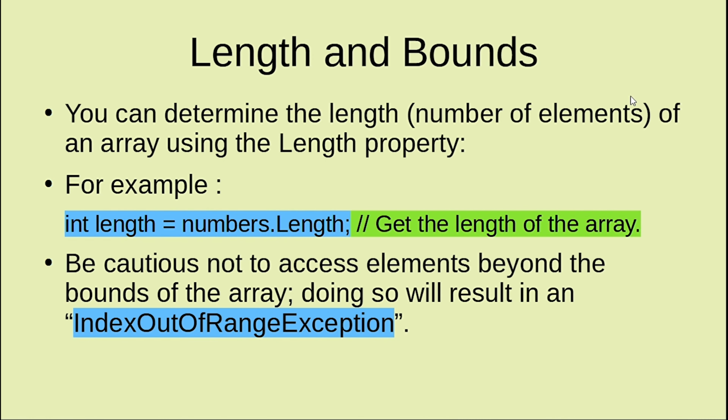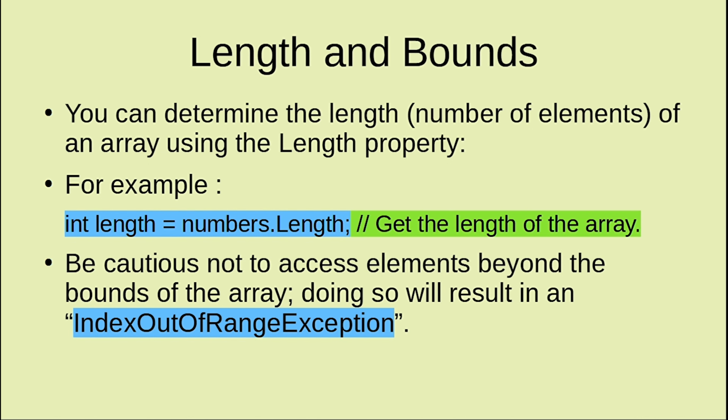Okay, we have some properties of array like length and bounds. You can determine the length of the array, that is the number of elements of an array, by using the array variable name dot length. It will give the length of the array, that is the number of elements it can store, or the size of the array. Be cautious not to access elements beyond the bounds of the array. Doing this will result in an index out of range exception.